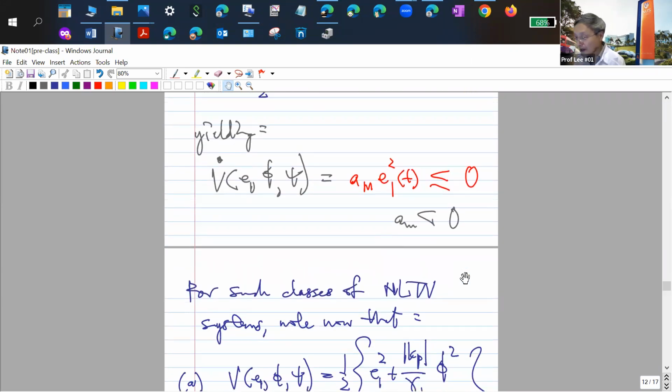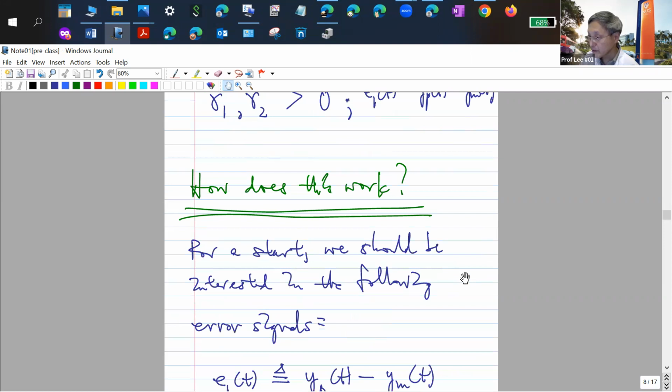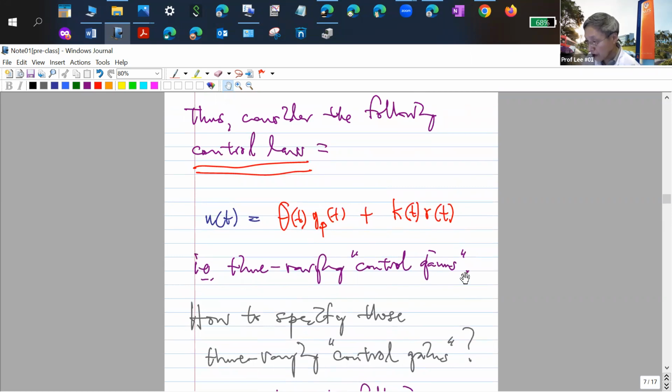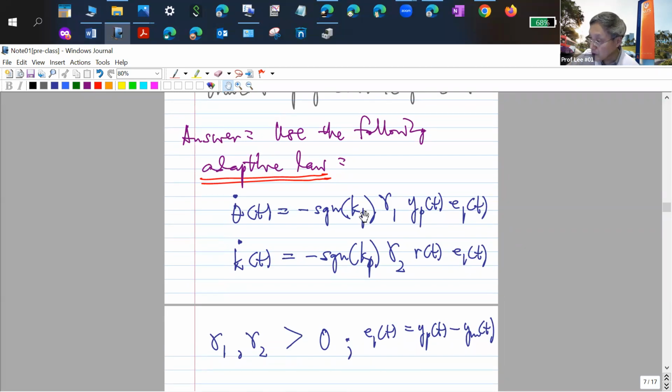First of all, we don't have the time to look at this in our module. If you now look at these things, the control law has time varying gains, but never mind. Even though the adaptive law is very simple, you look carefully, this is Y_P. What is E1? E1 is Y_P minus Y_M. So when you multiply out, there's Y_P squared. So even though this is a very simple adaptive law, it contains a Y_P squared term, which means that the dynamics are not linear dynamics.